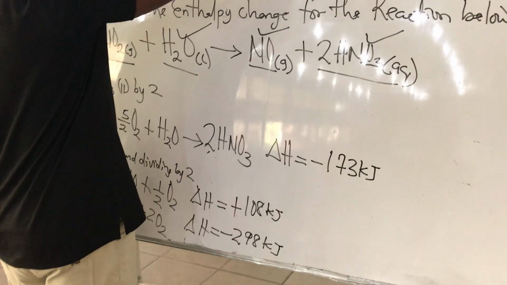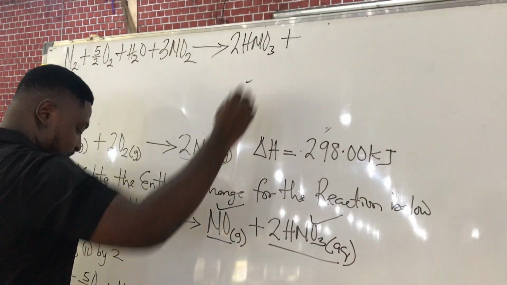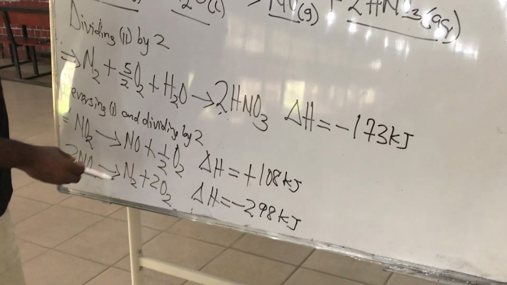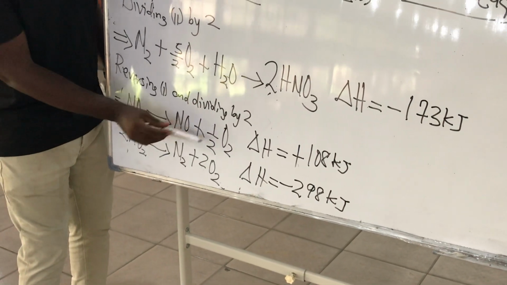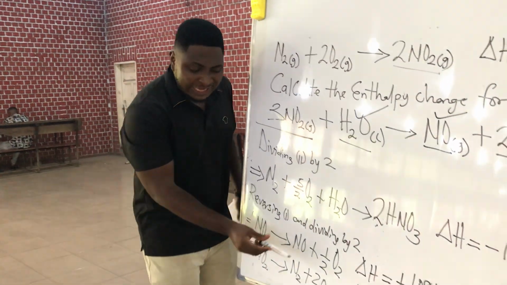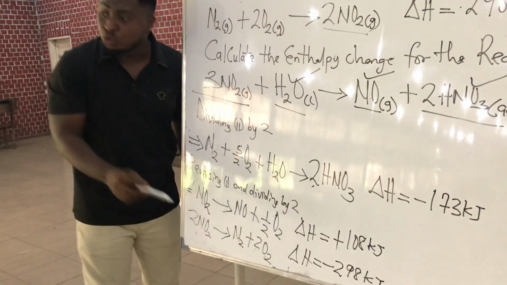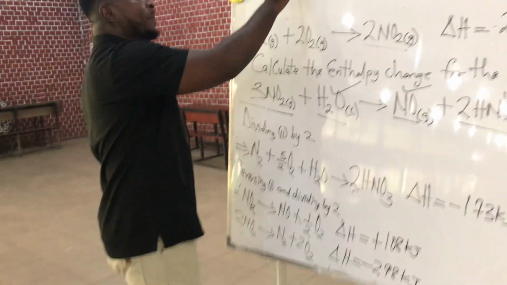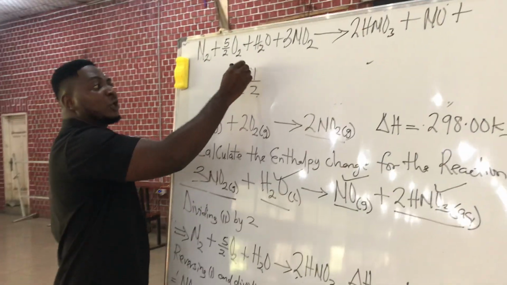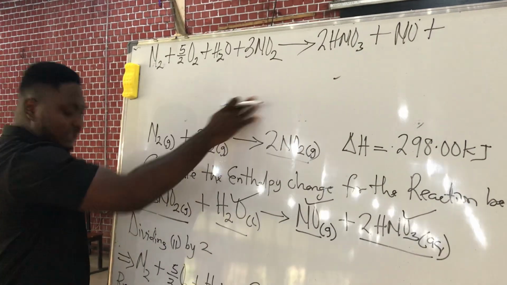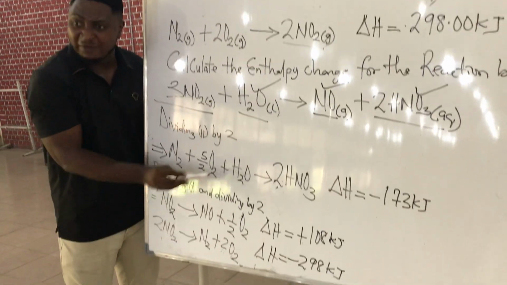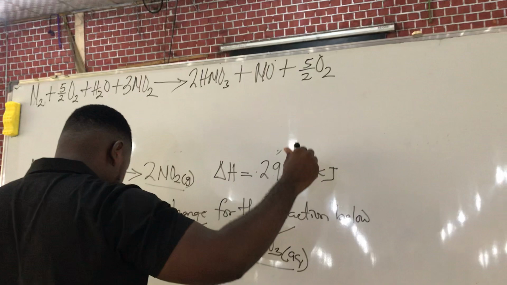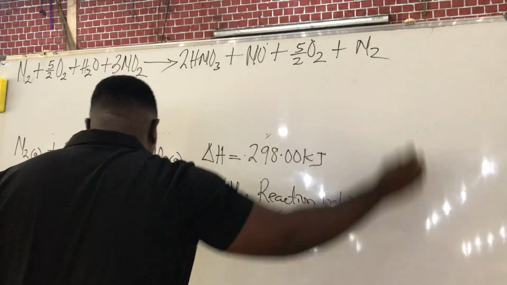2HNO3 plus NO, plus class, half O2 plus 2. Half plus 2 is 2, 1 over 2. O2 and O2 are here, right? Half plus 2 is 2, 1 over 2, same thing as 5 over 2. Same thing as what? 2 times 2, 4, 4 plus 1. So class, see oxygen here, half plus 2 is 2, 1 over 2, same thing as 5 over 2 O2, plus N2.